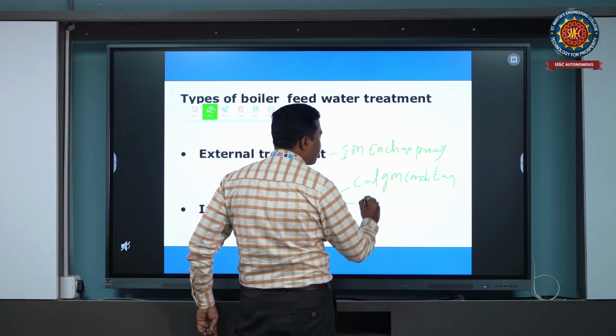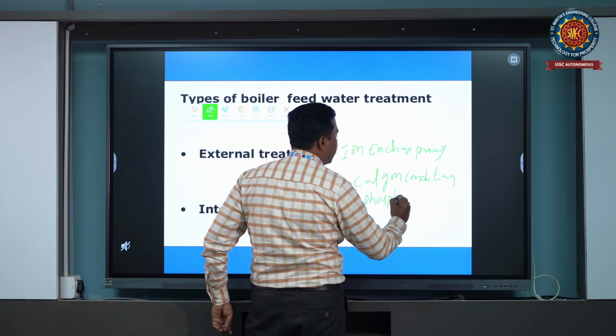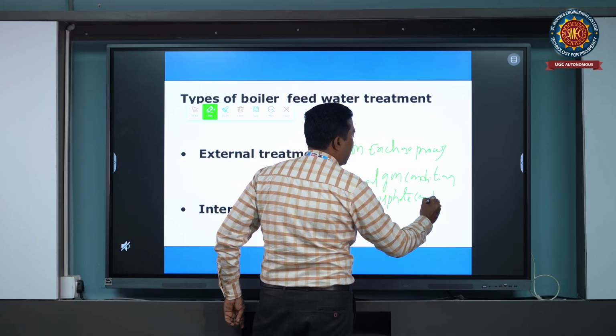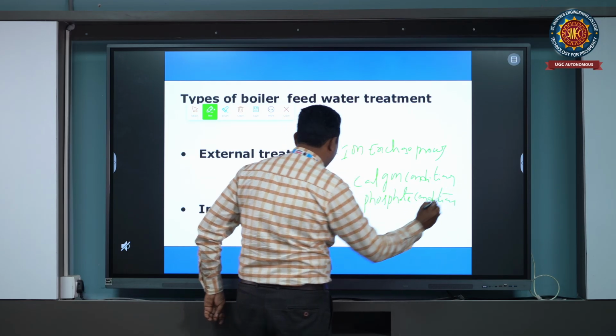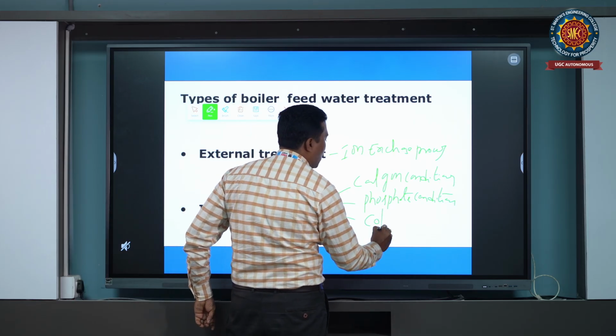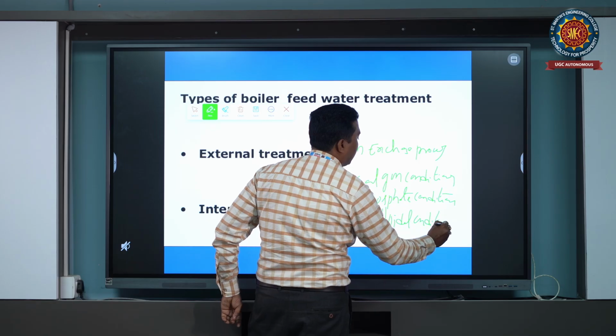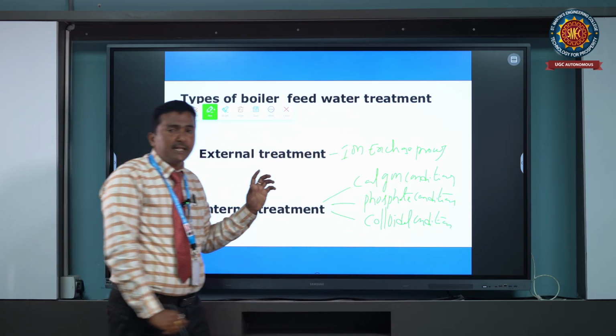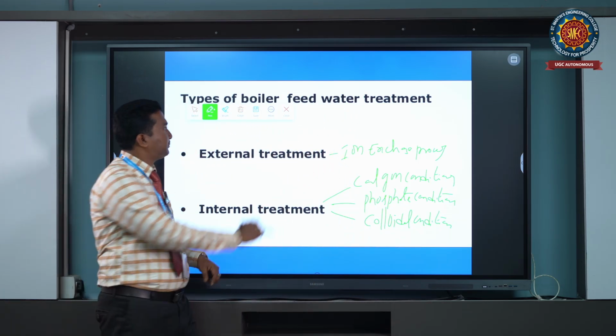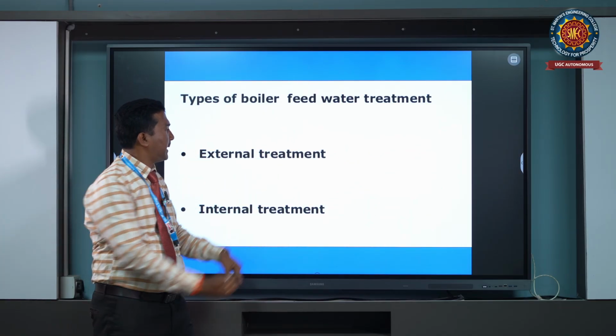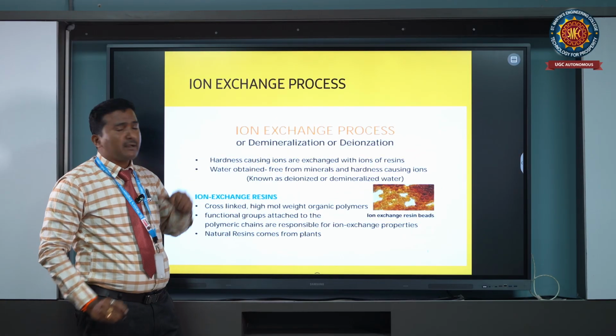The second one is phosphate conditioning. Conditioning is nothing but a process. The third one is colloidal conditioning. So these are the different methods. We have to remove total hardness-causing salts. First of all, I have to explain ion exchangers.